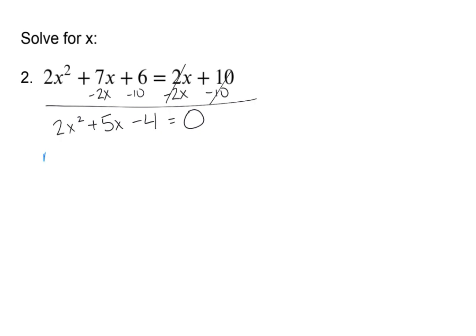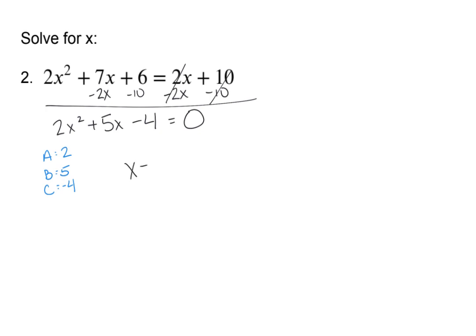You can stop and take a second and decide what a, b, and c are if that helps you out. A, the number in front of your x squared, is 2. B, the coefficient for your x, is 5. And c is the constant without an x. Now be careful, he's a negative 4, so watch out. Anytime you get negatives in there, there can be a little bit of a trick to it, so be careful. All right, let's put our 2, 5, and negative 4 in the quadratic formula.